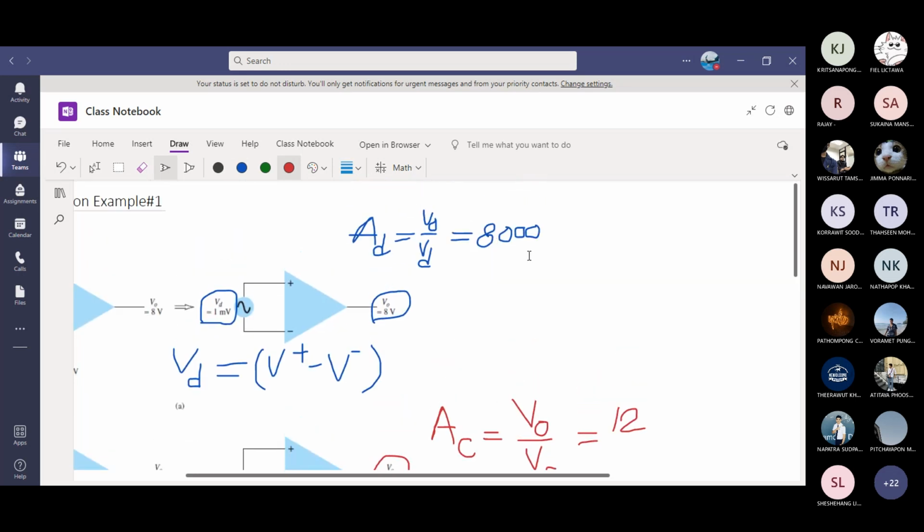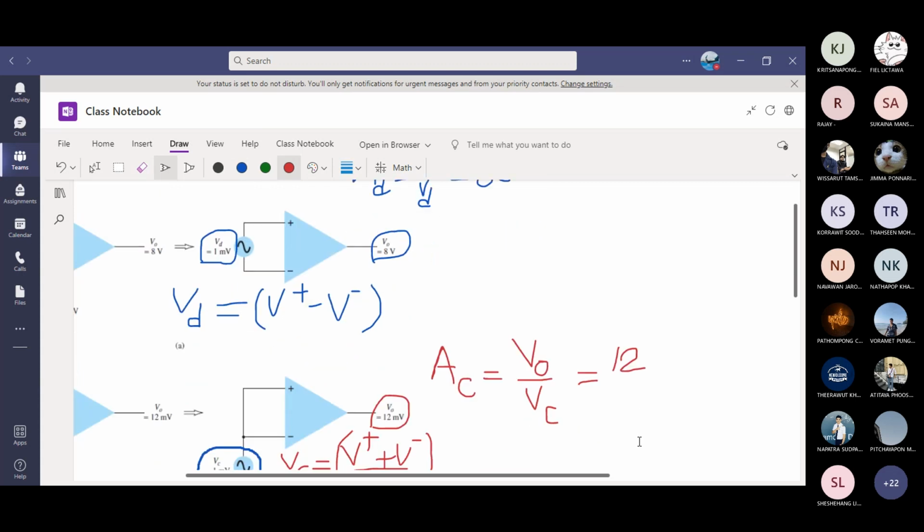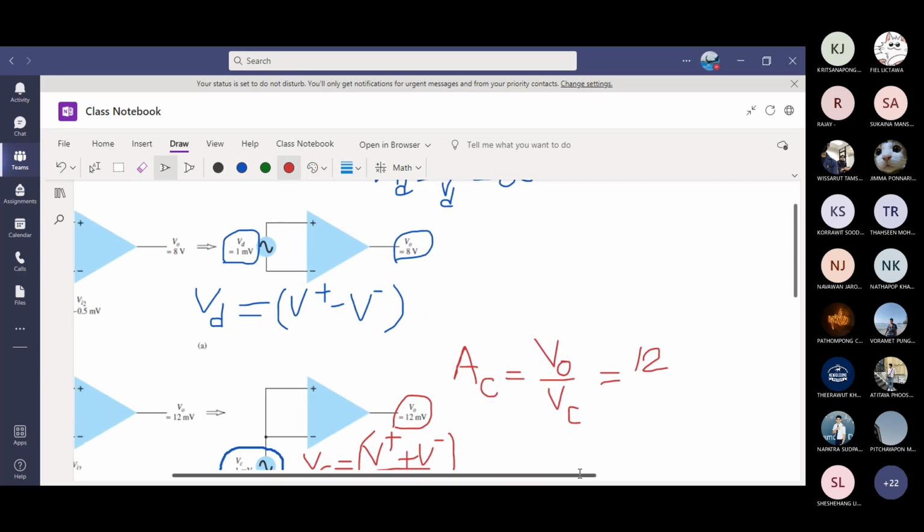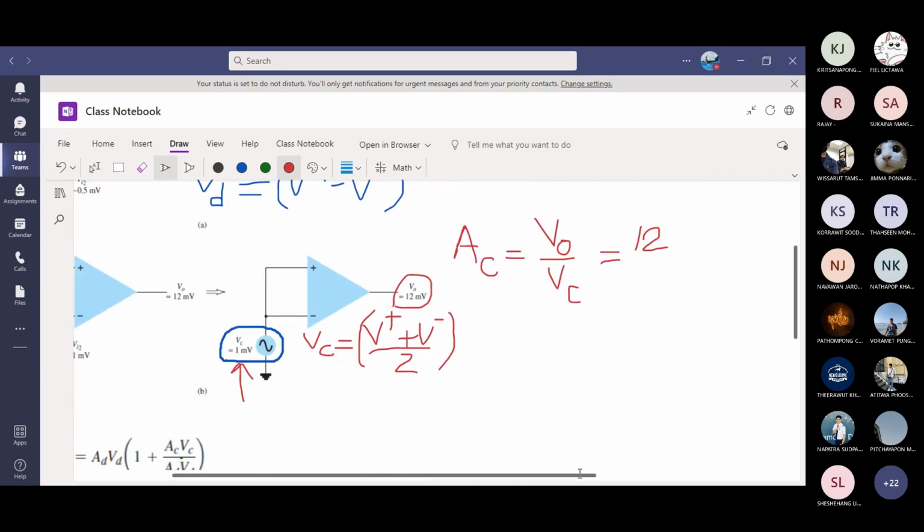So in differential mode, you have a lot of gain. In common mode, you have only 12. That is what you want. The typical signal coming in the common mode is a noisy signal. You don't want to amplify the noise so much.